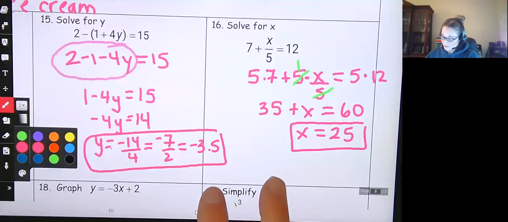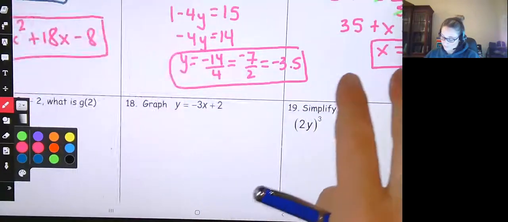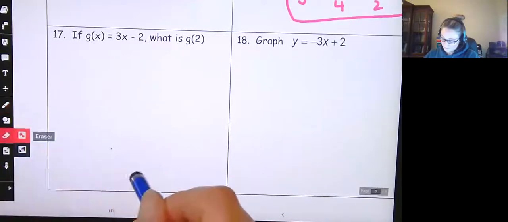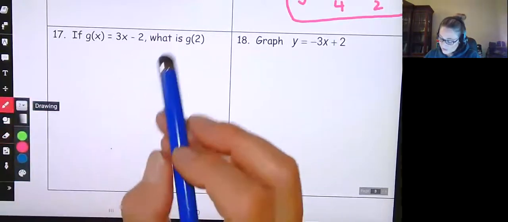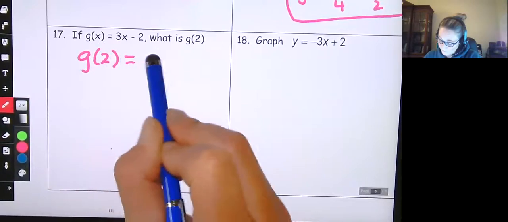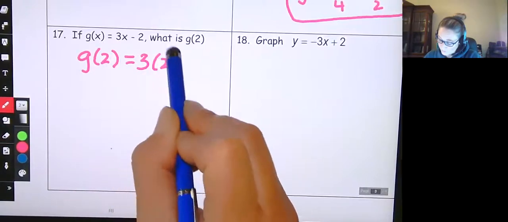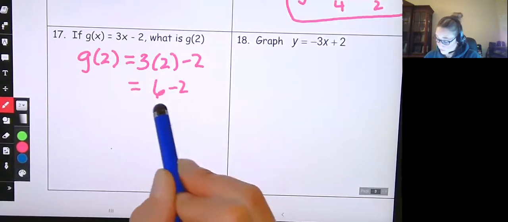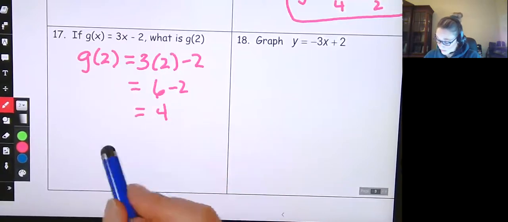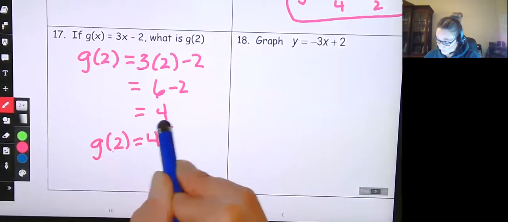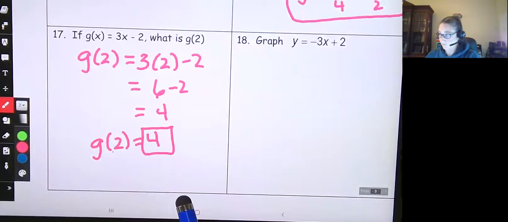On number 17, okay, so on this, I'm going to be substituting 2 in again. So 3 times 2 minus 2. So 6 minus 2, I end up with 4. So g of 2 is equal to 4. Again, my answer is 4.